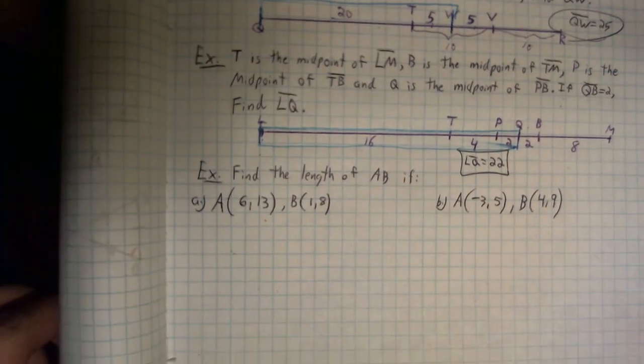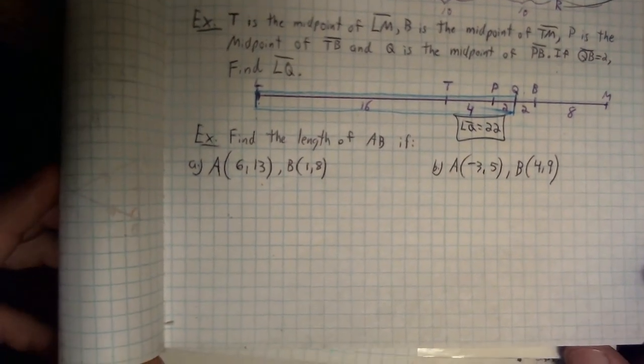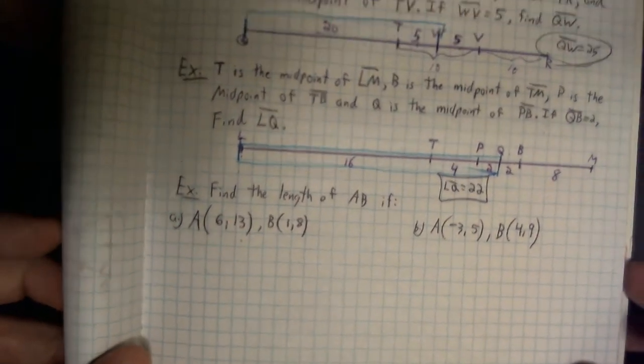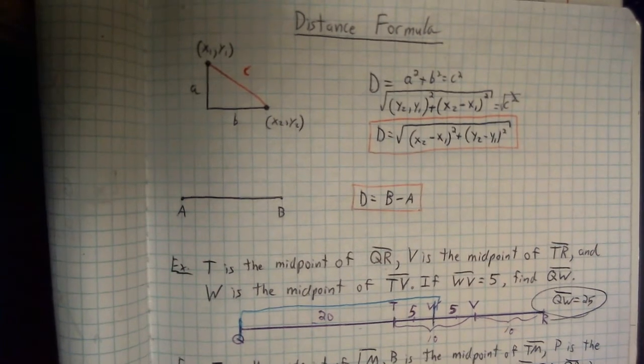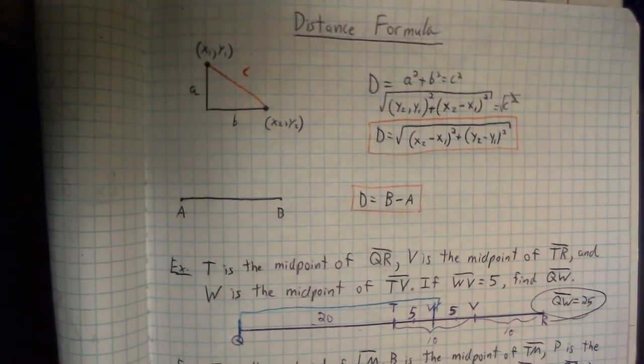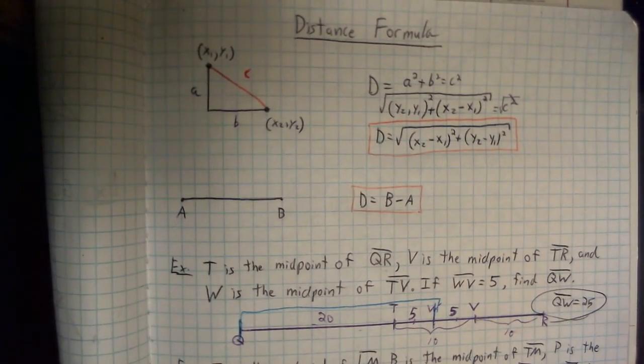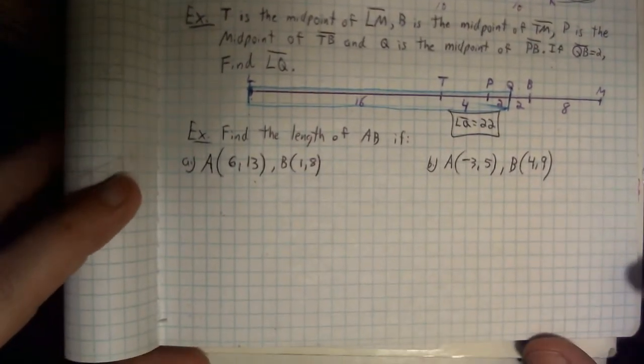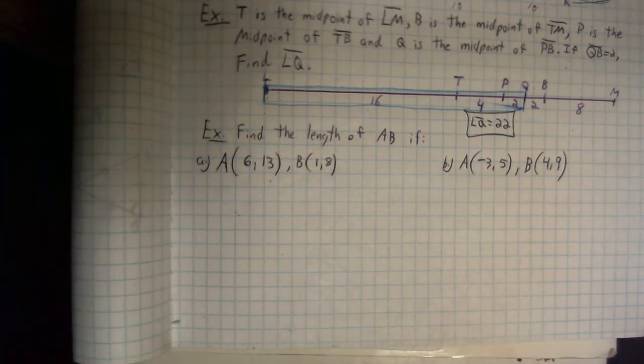Alright. Now we're going to look at the problems that have to do with the distance formula. Okay. Again, let's take a quick look at it. It says that we need to have x2 minus x1 squared plus y2 minus y1 squared, and then take the square root.